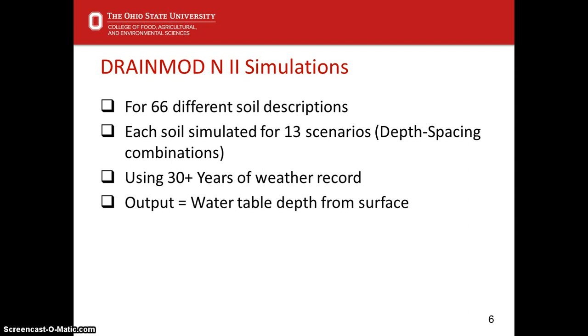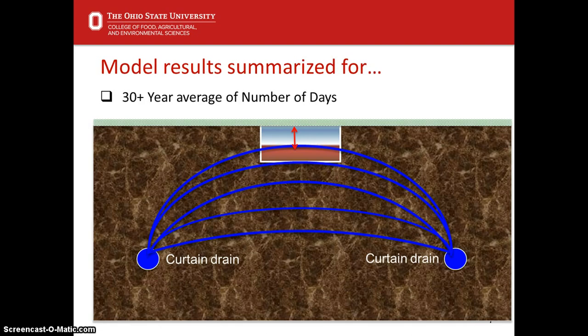The main output from DRAINMOD that we are interested in is the depth of water table from the surface. When we got the water table depths from the model, we summarized all the model outputs for that entire 30-plus year simulation period. The summaries are available in the form of the average number of days, based on the 30-year record, that the water table would remain within the first 1 foot from the surface, and this is number of days in a year. So, the average number of days in a year out of 365 that the water table would remain within the first foot of a soil.